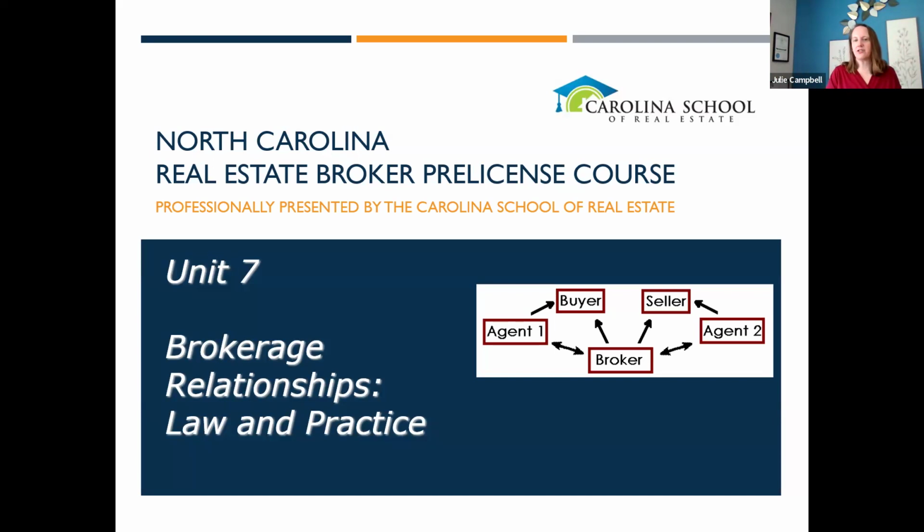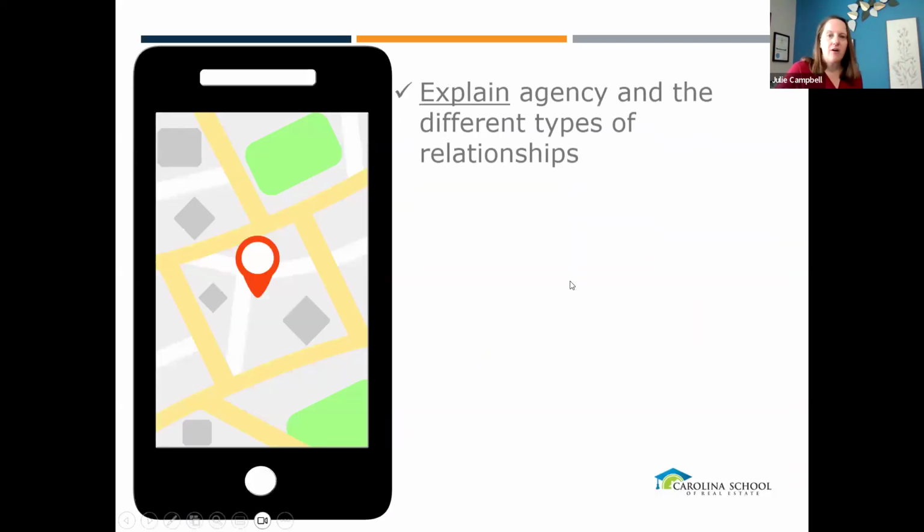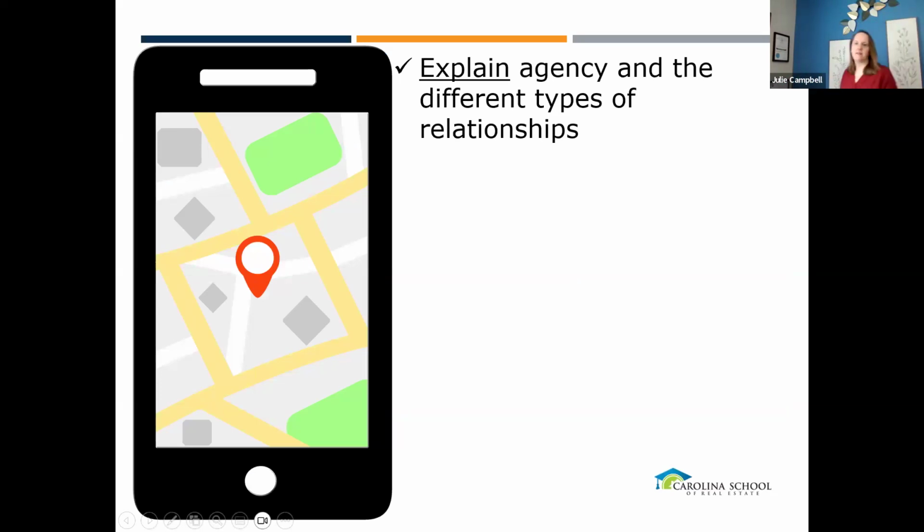So our brokerage relationships, the laws and practices, a lot going on. This slide is really not that helpful. This whole unit, we're going to explain agency, and we have different types of relationships, how we can work with buyers, how we can work with sellers. We mentioned landlords and tenants a little bit, but this agency discussion is very heavily focused on residential sales transactions. So, the different types of agency relationships that we can have.